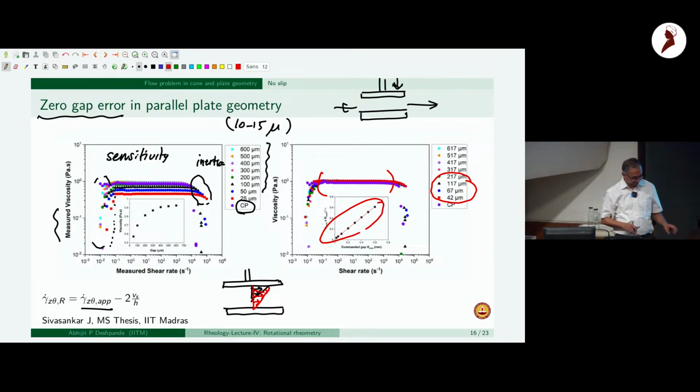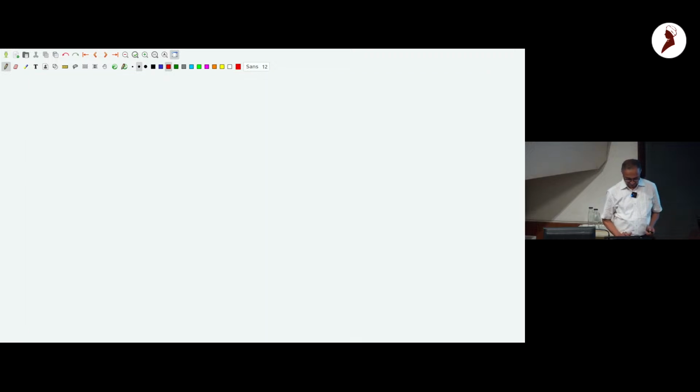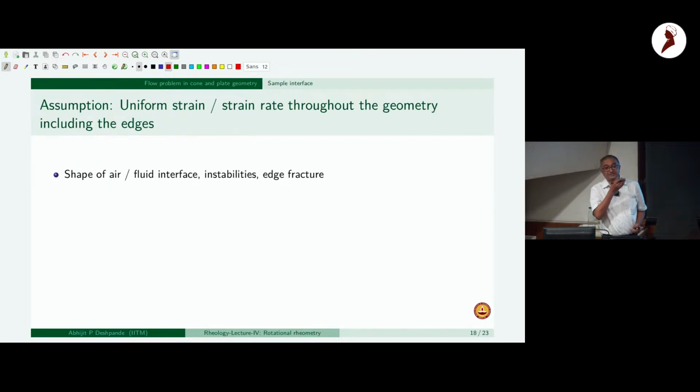This also becomes important if we start exploring material under confinement. Now coming back to cone and plate, where we don't really change the gap, for a Newtonian, incompressible fluid, as I said, we ignore sine theta and we ignore this term, and so we largely only look at the variation of v phi. That simplifies and gives us the overall velocity profile, which is a linear velocity profile.